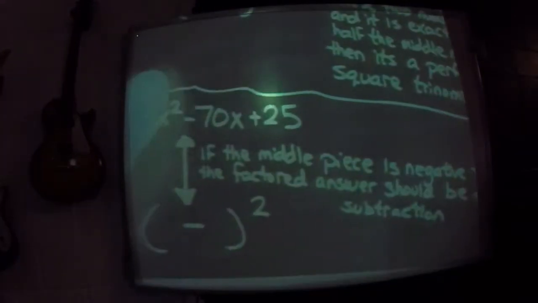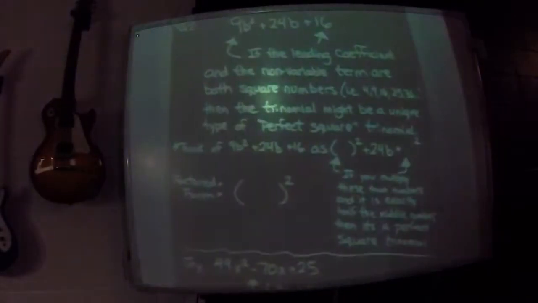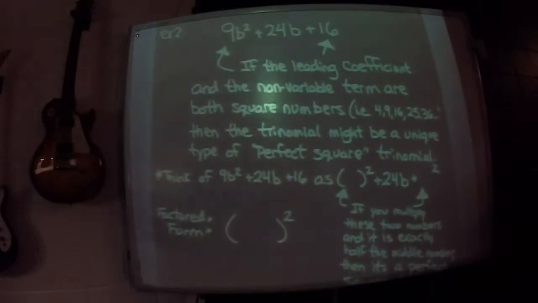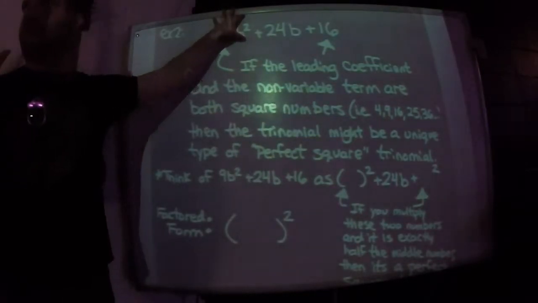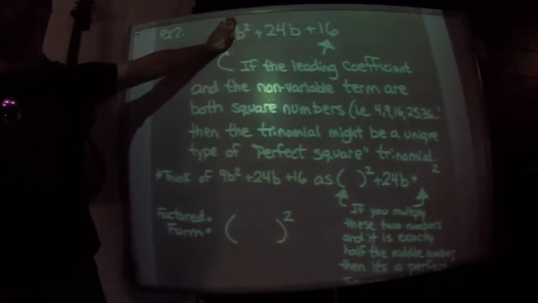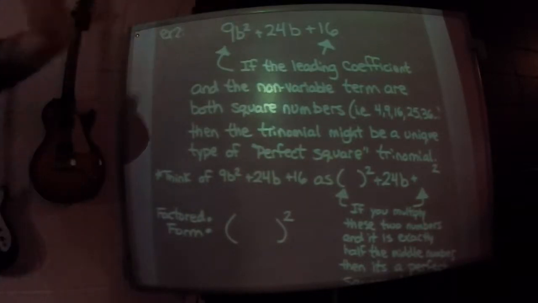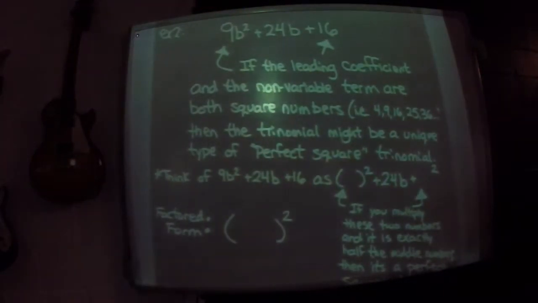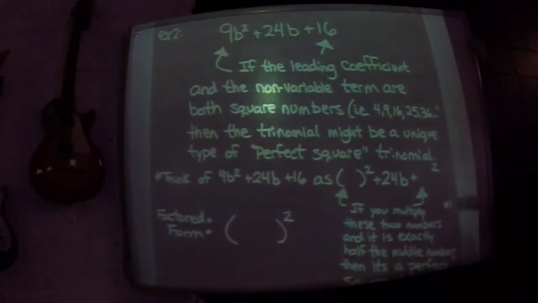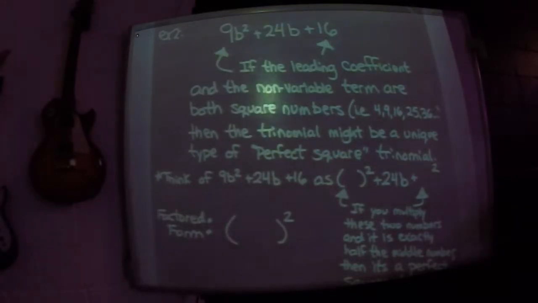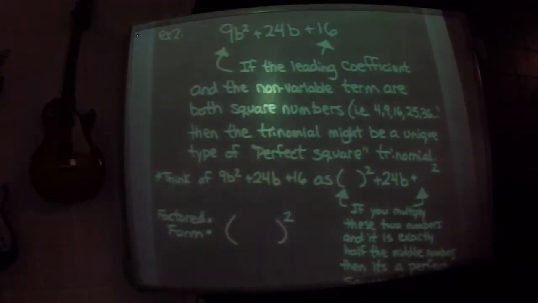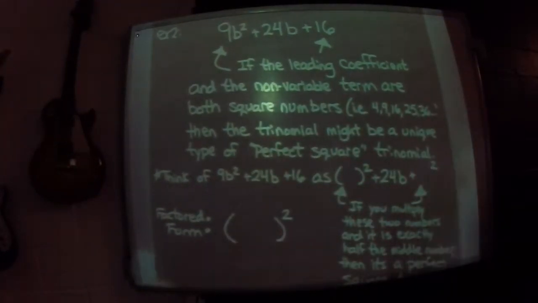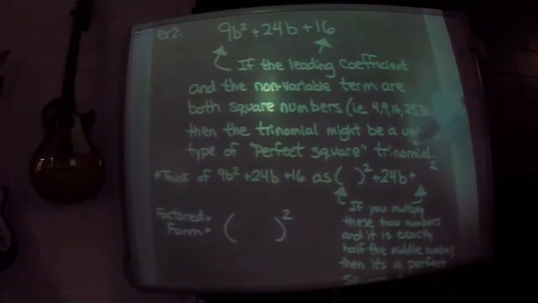That's 2 questions. Now let's look at example 2. Here we got a leading coefficient. Like yesterday, I said beware of the leading coefficient. Life is always easier when your trinomial doesn't have a coefficient right here. This one said if the leading coefficient and the non-variable term are both square numbers, like 9 is a square number because it's 3 times 3, and 16 is a square number because it's 4 times 4, then the trinomial might be a unique type of perfect square trinomial.